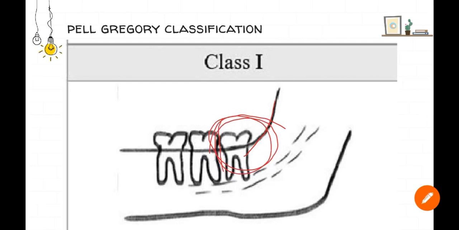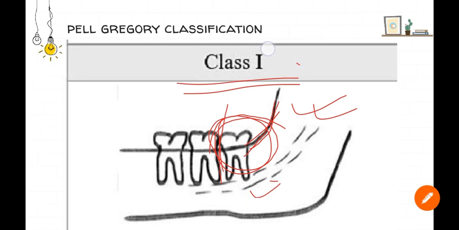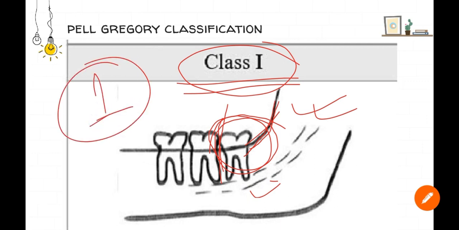You can see from this picture, this is a class 1 classification. The third molar has sufficient space. That means in between the anterior border of the ramus of the mandible and the distal surface of the second molar, there is sufficient space for the mesiodistal width of the third molar. This is class 1 classification. Pederson's difficulty index value is 1.